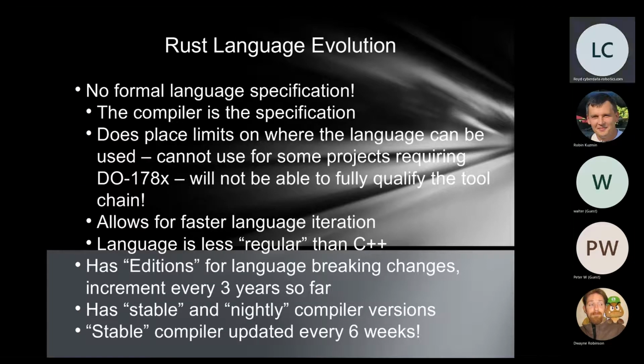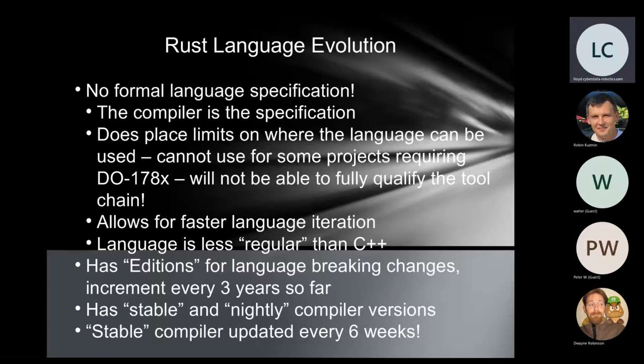The Rust language is evolving very, very rapidly. So one thing to be aware of, unlike, for instance, C++, where there's an ISO standards body and a formal language specification and so forth, there is no formal language specification. In the Rust world at the moment, the compiler is considered the specification. This is kind of interesting.